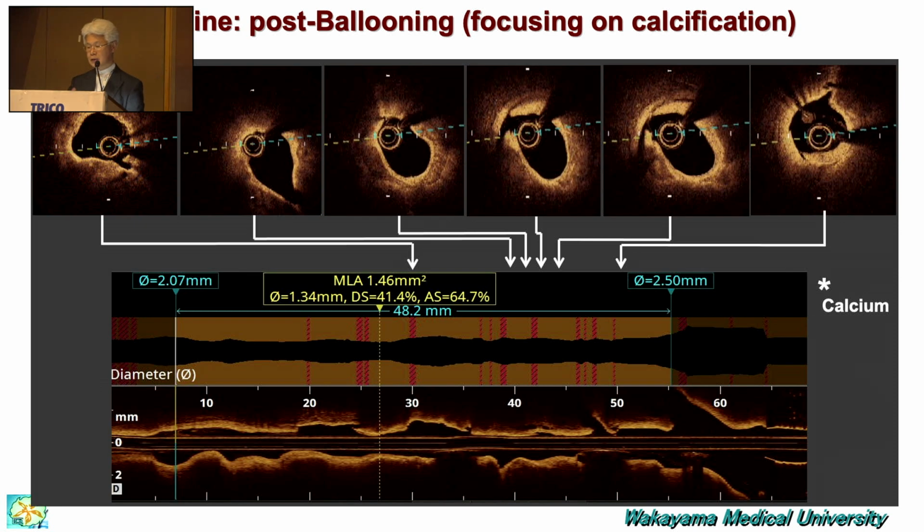And then let's go back to the case. In the distal portion, you can identify there's some calcium and lipid, and here lots of calcium. However, all the calcium is less than 90 degrees, so we don't need to do ablation or IVL in this case. Just putting in a stent, we can dilate clearly.